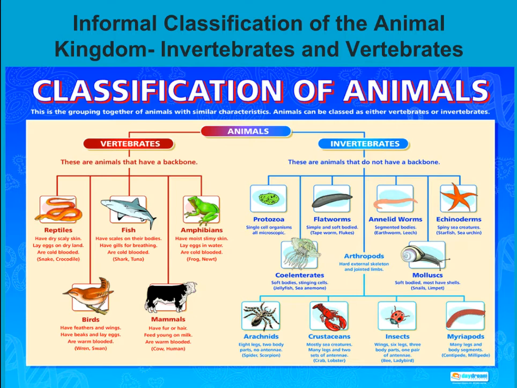There can also be 3 types of worms that we're going to talk about. Echinoderms, those with spiny skins. Some jellyfishes, some snails, mollusks, arachnids, crustaceans, insects, and myriapods. So this is just an informal way, vertebrates versus invertebrates. We're going to first look at invertebrates.